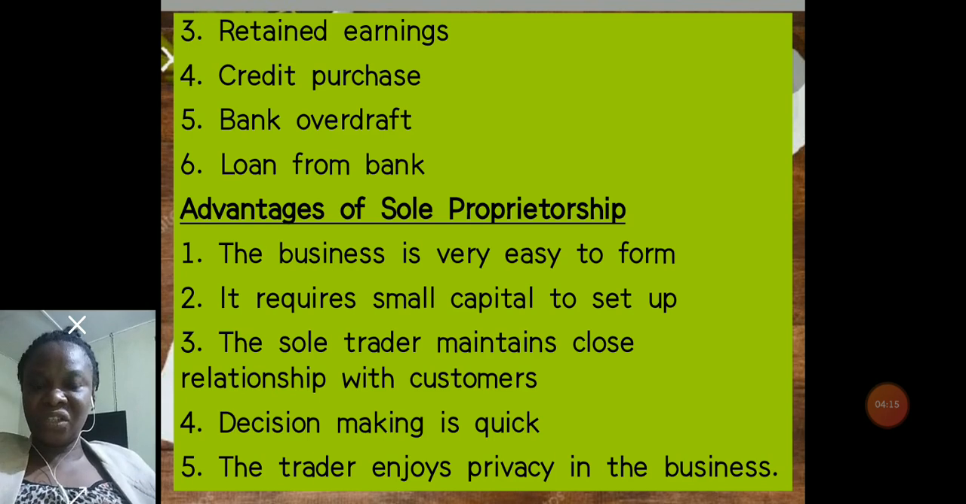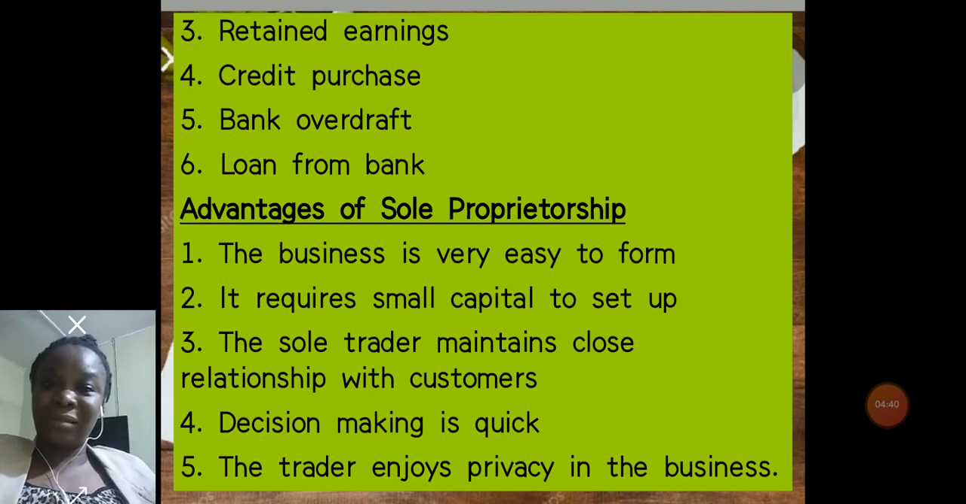Now, what are the advantages of sole proprietorship, or sole trading? Number one, the business is very easy to form. There's no need for legal documents. For example, as a student, you can be a sole trader. If you decide to start a bead business, all you need is to know how to make your beads, get the capital, start making the beads, advertise on social media, Instagram, Facebook, Twitter, and then you are good to go. So it's very easy to form.